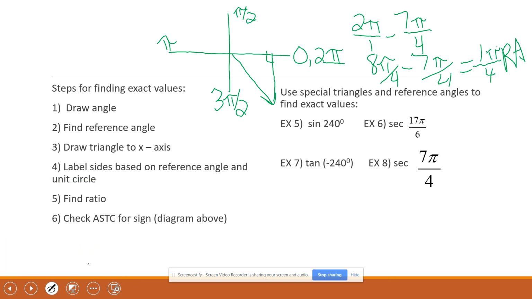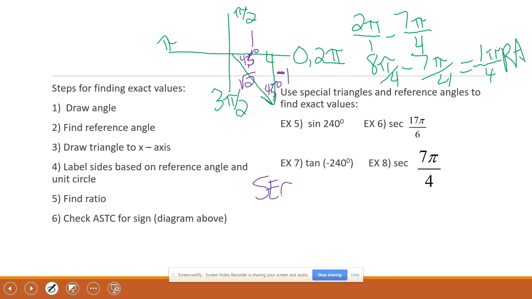1 pi over 4 is the same as 45 degrees. So this triangle is a 45, 45, 90 with lengths of 1 for its legs and square root of 2 for its hypotenuse. Hypotenuse is always positive. Up on the top, that 1 is on the positive x-axis, so it stays positive. On the right side, that 1 is going down below in the negative y, so that's a -1.